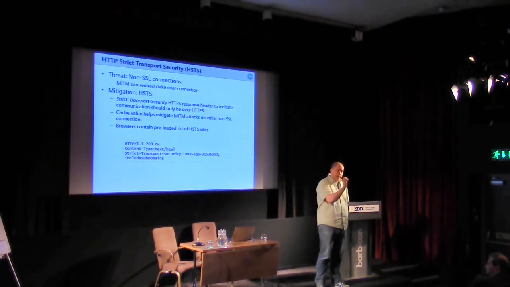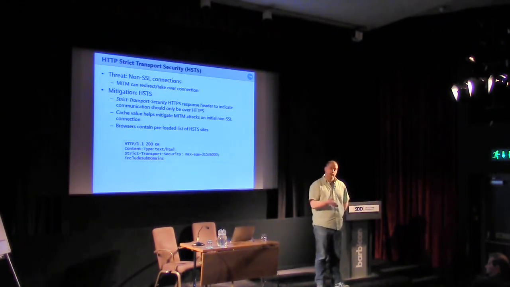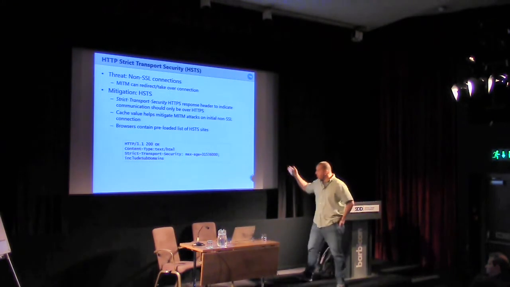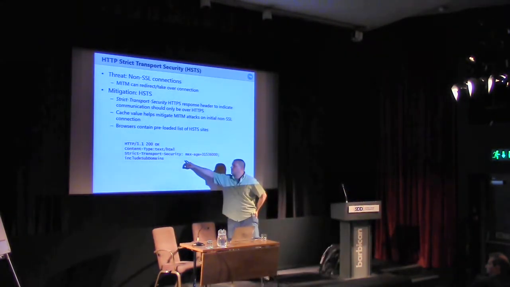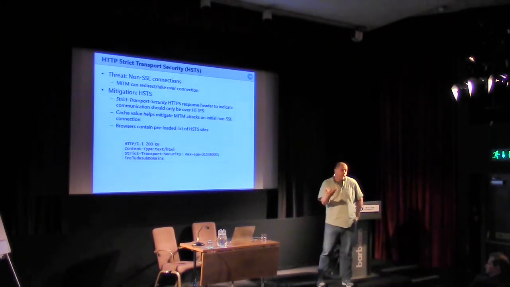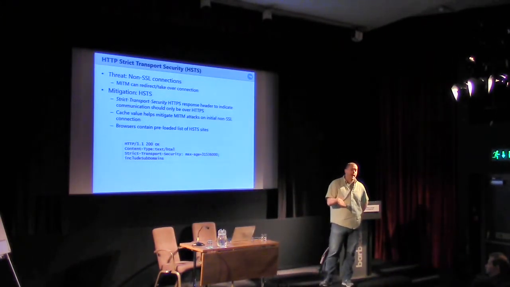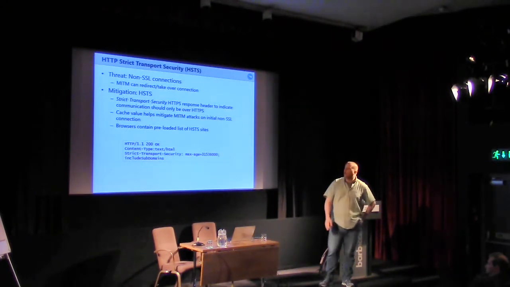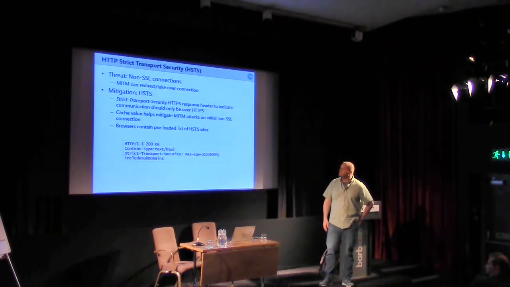Even if the user types HTTP, the browser will say, I've been told that for this website, we should always use SSL. So this is a header that you can emit from your website called Strict Transport Security. And you give it a max age, which just says, remember that I told you to go over HTTPS for that duration. And so for that duration, no matter how the user initiates the call, it will be done over HTTPS.